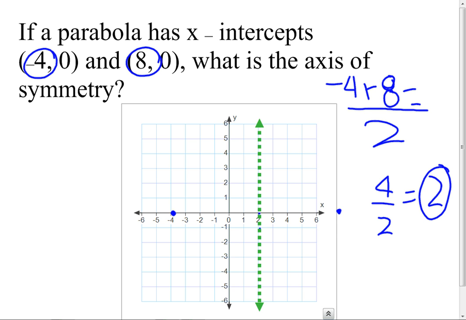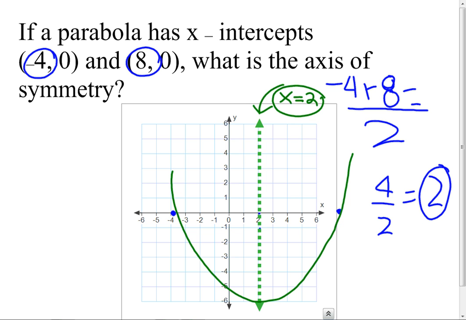Now, what is the equation of that line? What's true about the x values? So x is always 2. That's the equation of the line. And so the parabola's vertex will be on this line someplace. I don't know where, but we'll find that out later. They could be fat parabolas, yes. My only thing is I want to find the axis of symmetry. That's my only goal today.